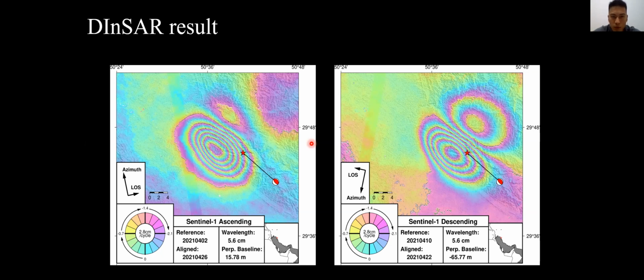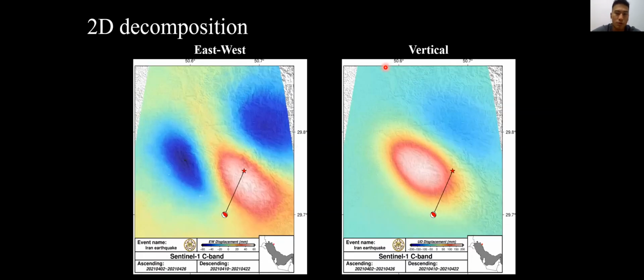Next, I assume there's no north-south direction. I assume it's zero, since we only have two data sets for the inversion, so I can only solve for two unknowns sufficiently. So I did a 2D decomposition, and this is my result.